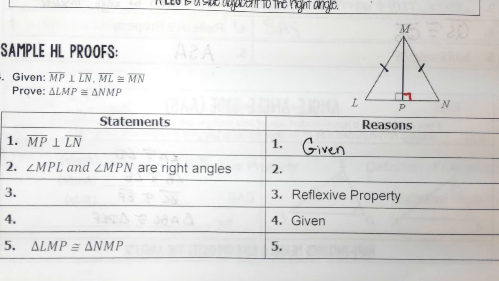Line 2 says angle MLP is congruent to angle. Oh no, it says angle MPN. Let me read that right. Are right angles. So MLP and MPN are right angles. What reason would you give for that? Oh, good job. You got to say it louder though. Definition of perpendicular lines.